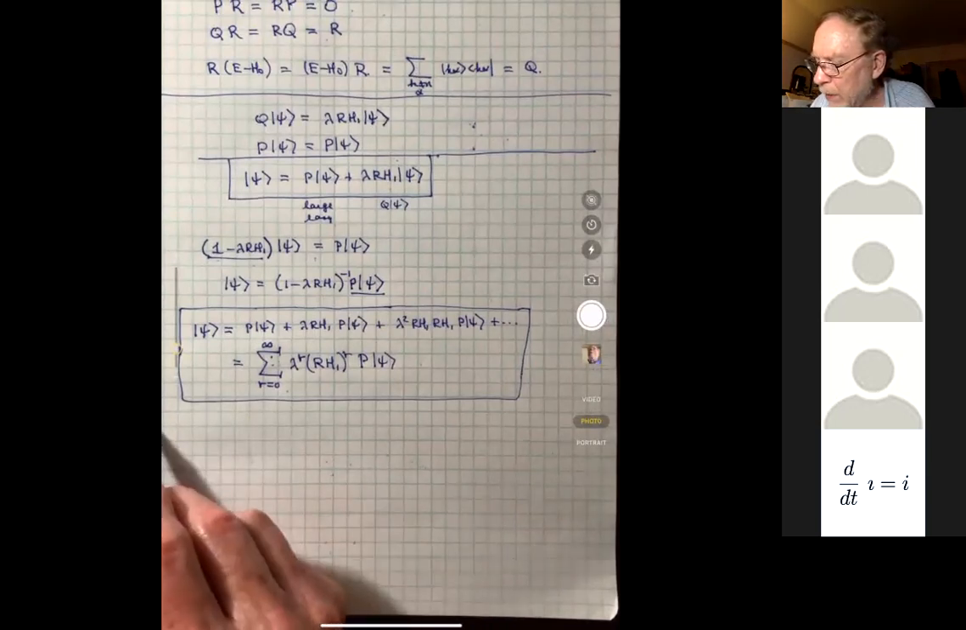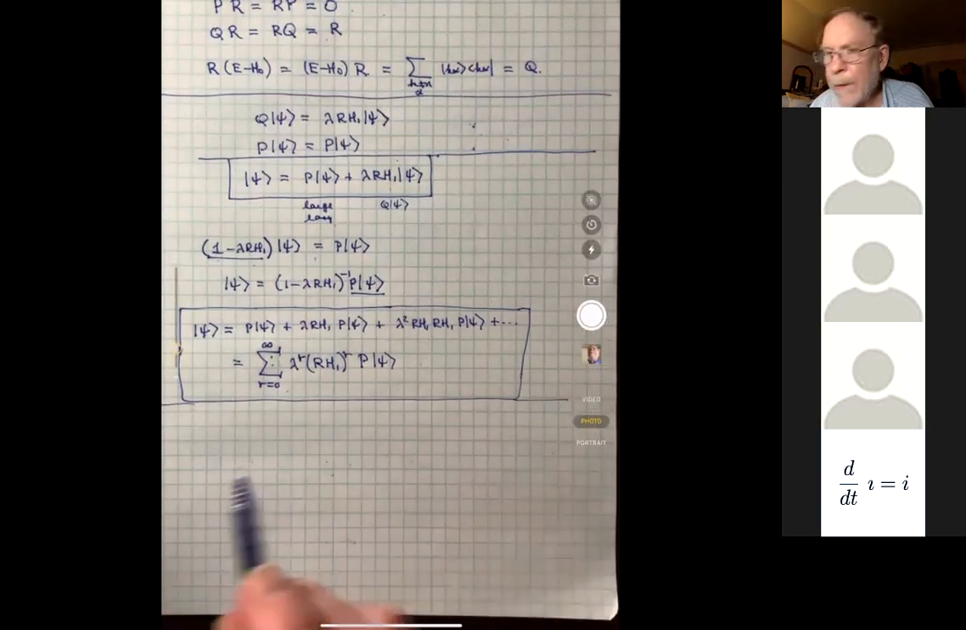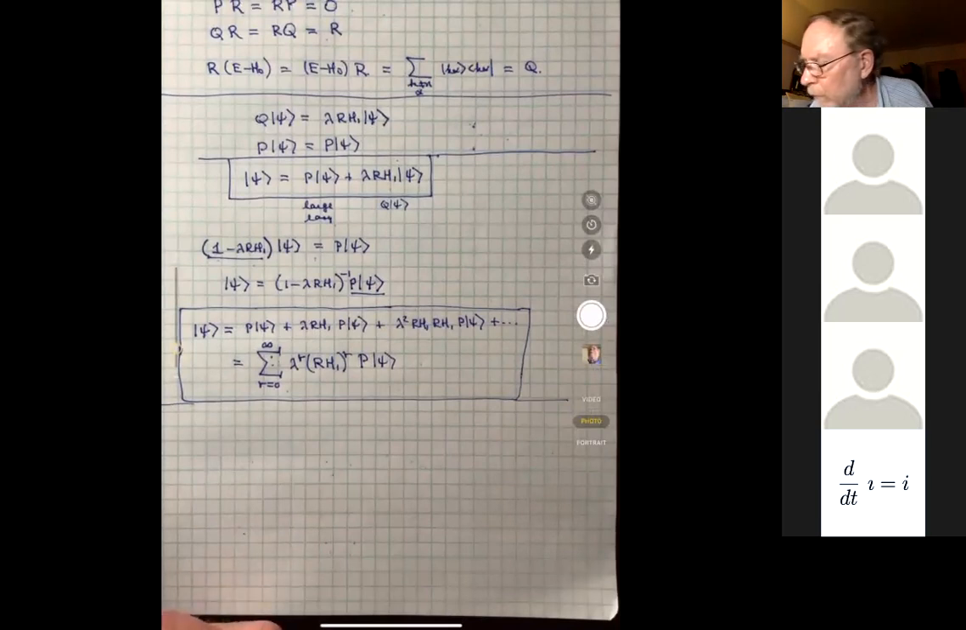So let me pause here and ask if there are any questions about this. I realize this is a little hard to follow, and I try to motivate some of the steps as best I can, but this is what comes out. Do cases ever come up in practice where that operator 1 minus lambda R H1 is not invertible? Yeah, so there's a question of the invertibility of that.